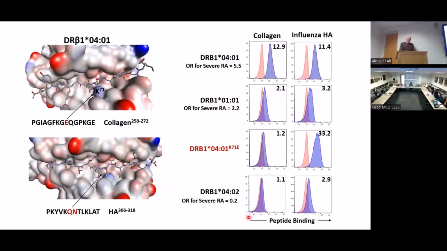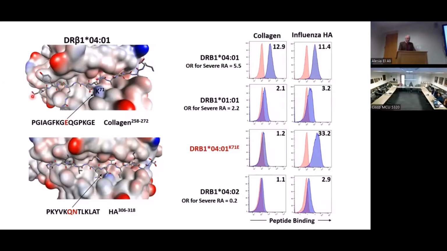And then down here you see the resistant 0402 allele that doesn't bind collagen. And then finally our 0401 with the single point mutation. And so basically this one amino acid change turns 0401 into a binding profile that looks like 0402. So it's basically resistant. It doesn't bind any collagen. Now, influenza is a control in this experiment. In this case, the 0401 did not block influenza binding. In fact, it's actually stronger.